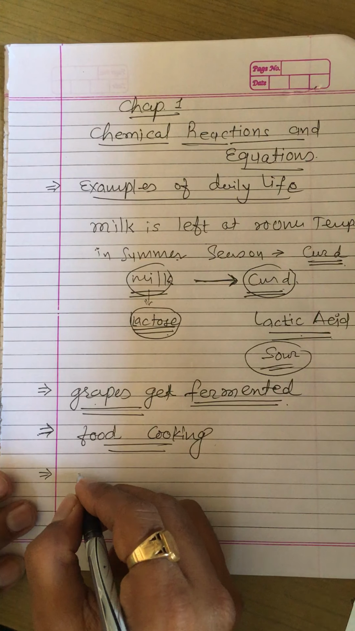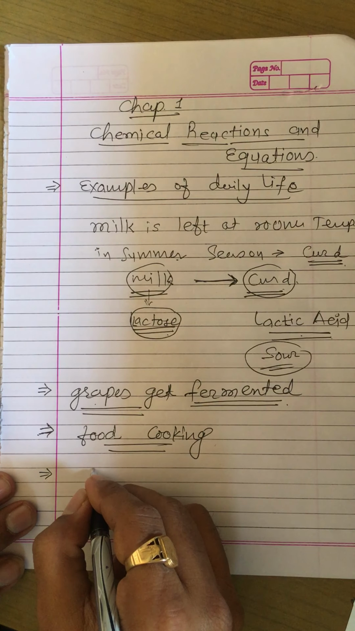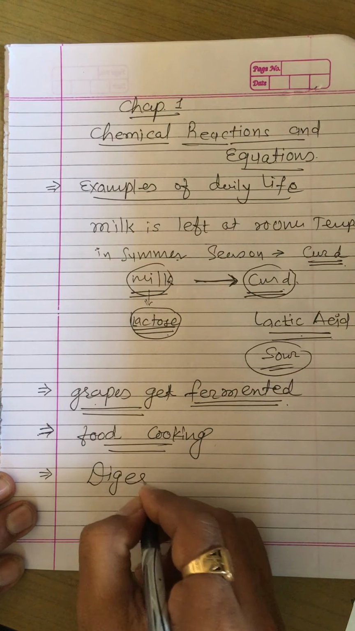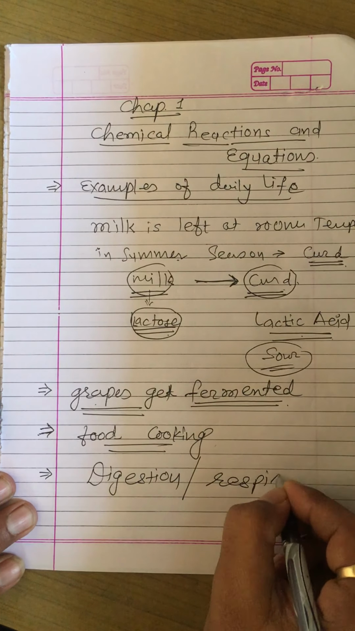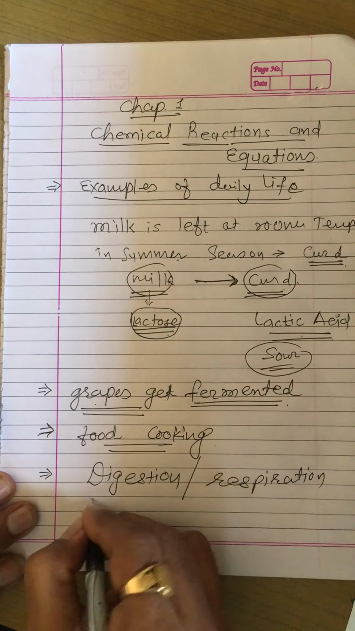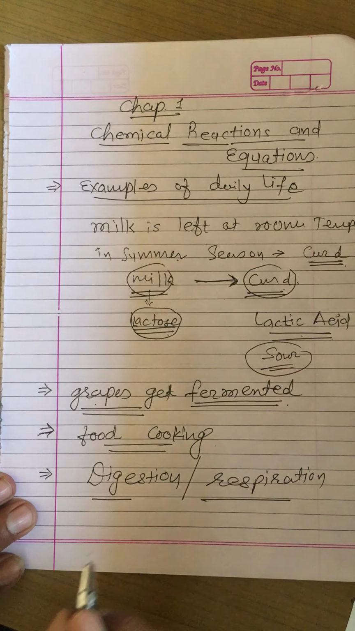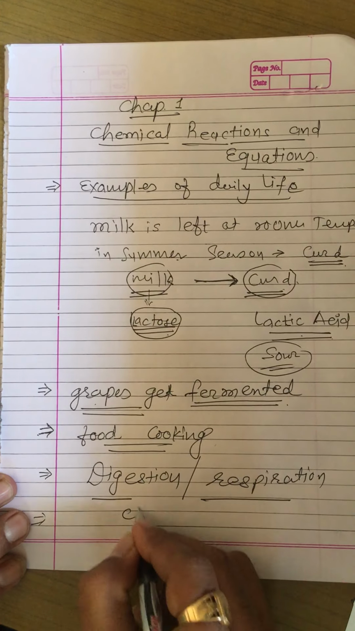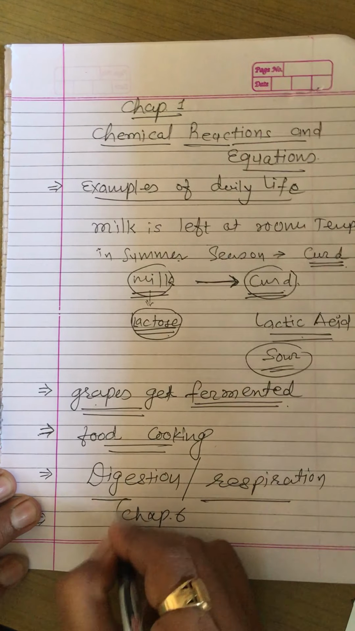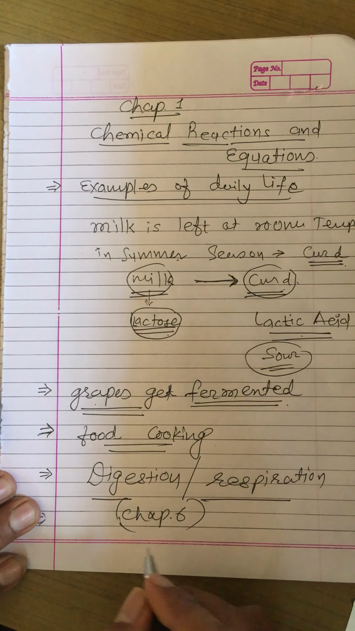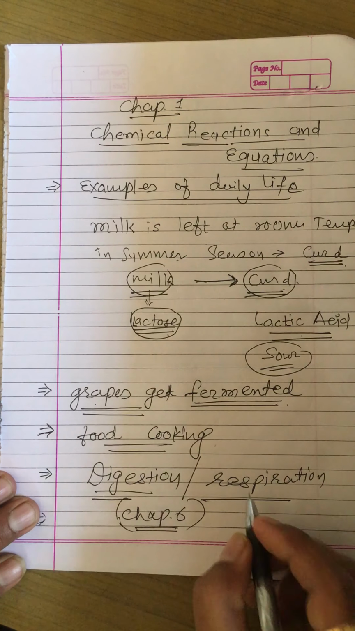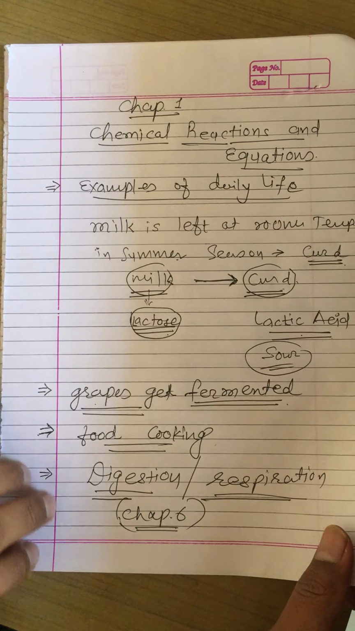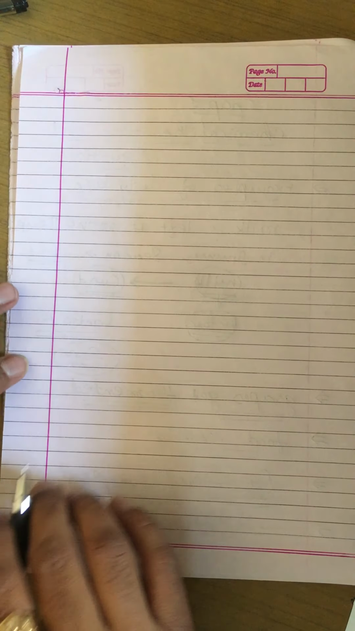Fourth and fifth, two important ones, are digestion of food and respiration in the body. These two are also chemical reactions, but we will learn about them in chapter number 6, life processes. Digestion takes place in our stomach and respiration is carried out in our lungs. So this is an important thing, friends.